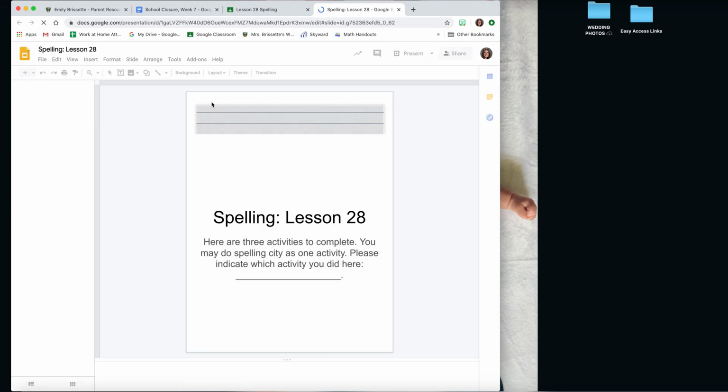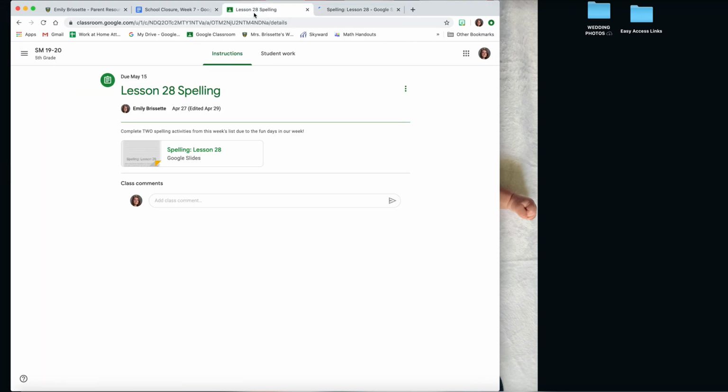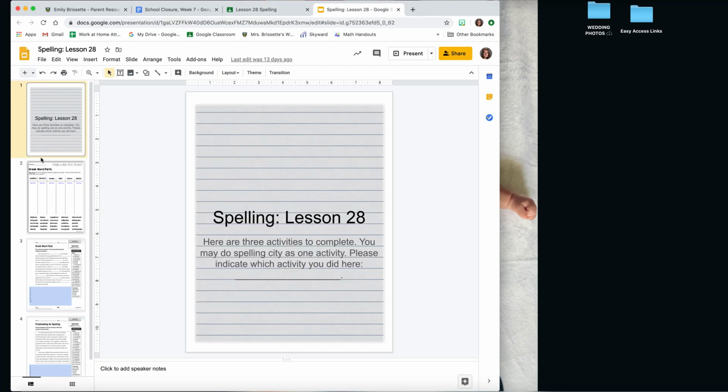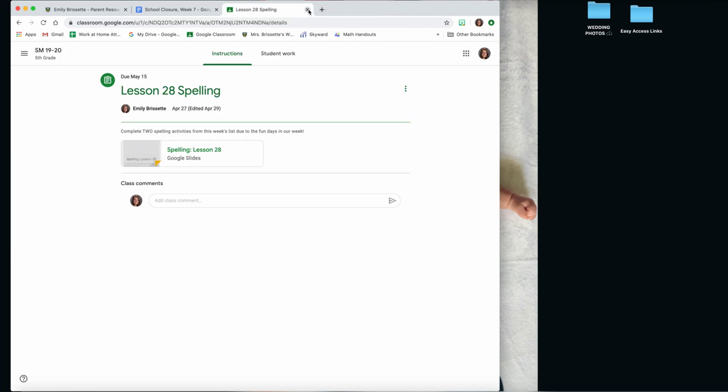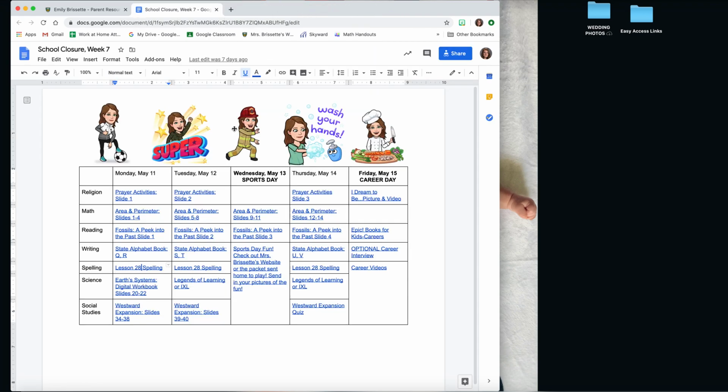For spelling, I forgot to change it on the actual activity, but because we have 2 extra days, you only have 2 activities to do this week. So I included 3, you can choose 2. If you want to do one for spelling city, you can type that in here. So just pick 2 to get done by the end of the week this week.